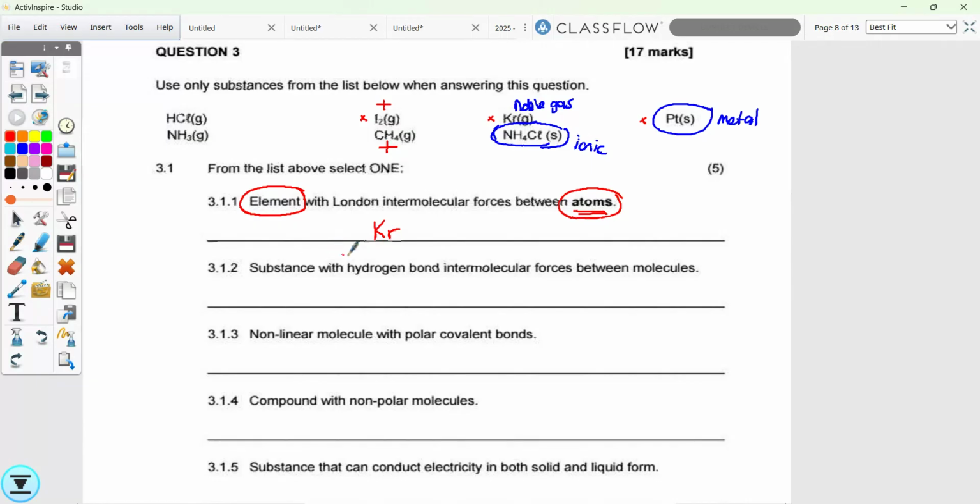Then they want a substance with a hydrogen bond between molecules. Where's one with a hydrogen bond, guys? NH3. It's the only one because it's hydrogen with N, O or F. So this one was pretty easy.